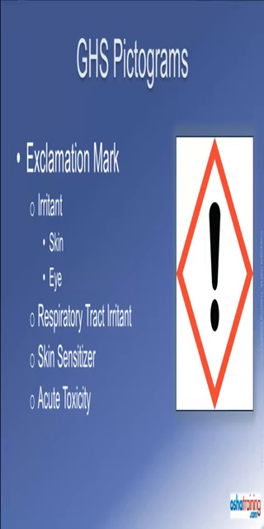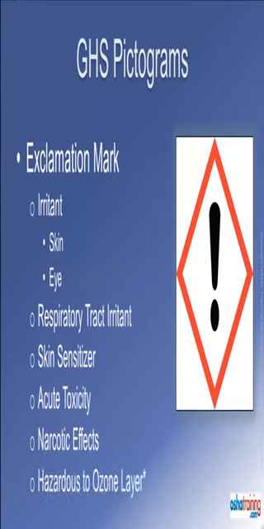Chemicals that have a narcotic effect on your central nervous system are also categorized in the exclamation mark group, as are any products that have a harmful effect on the ozone layer, although OSHA does not enforce the use of this pictogram for ozone damage because it does not directly affect the health of workers.